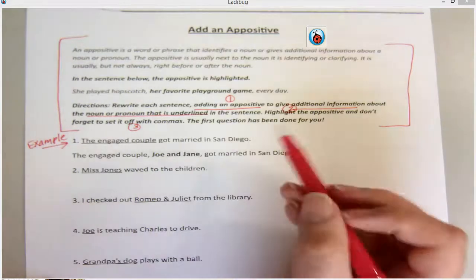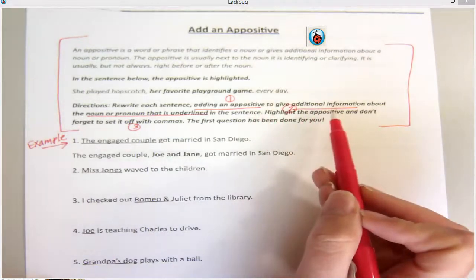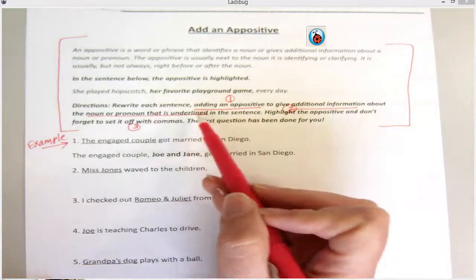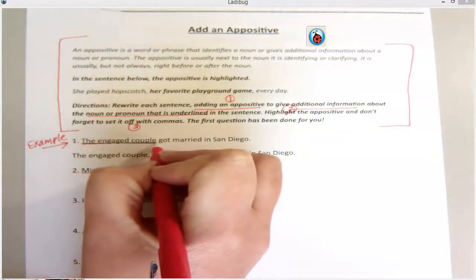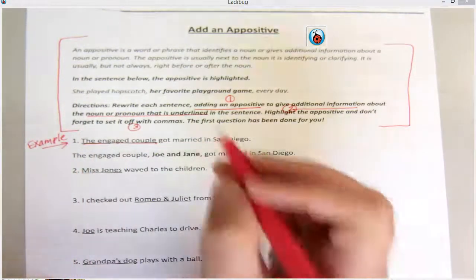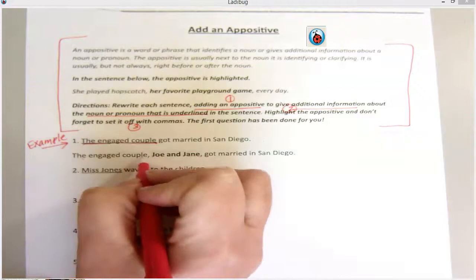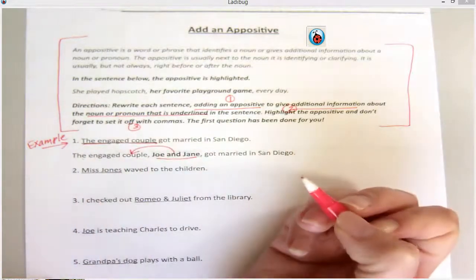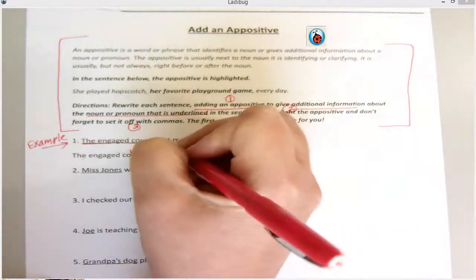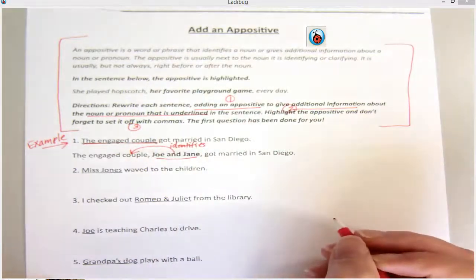So I've asked you to give additional information, and an appositive is additional information about the noun or pronoun that's underlined in the sentence. So in this case, the engaged couple is what's underlined. I've already given you that. So I want to know more information about the engaged couple. Who are they? So in my example, I gave you the engaged couple, Joe and Jane. That's going back and identifying who the engaged couple is.